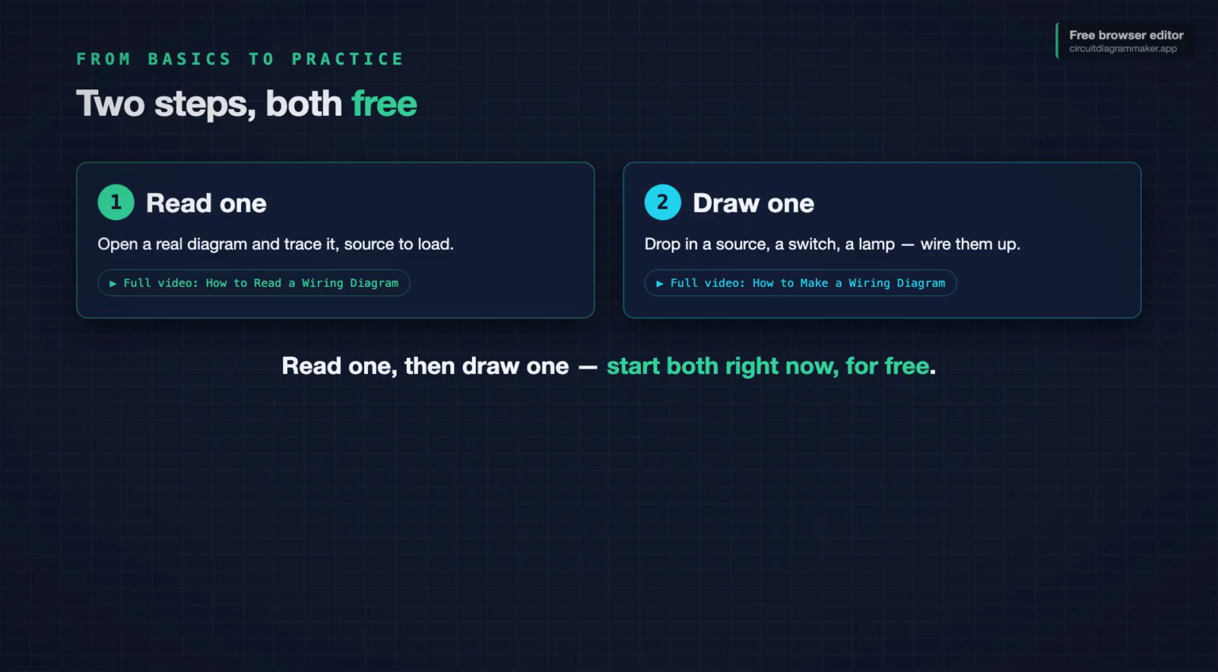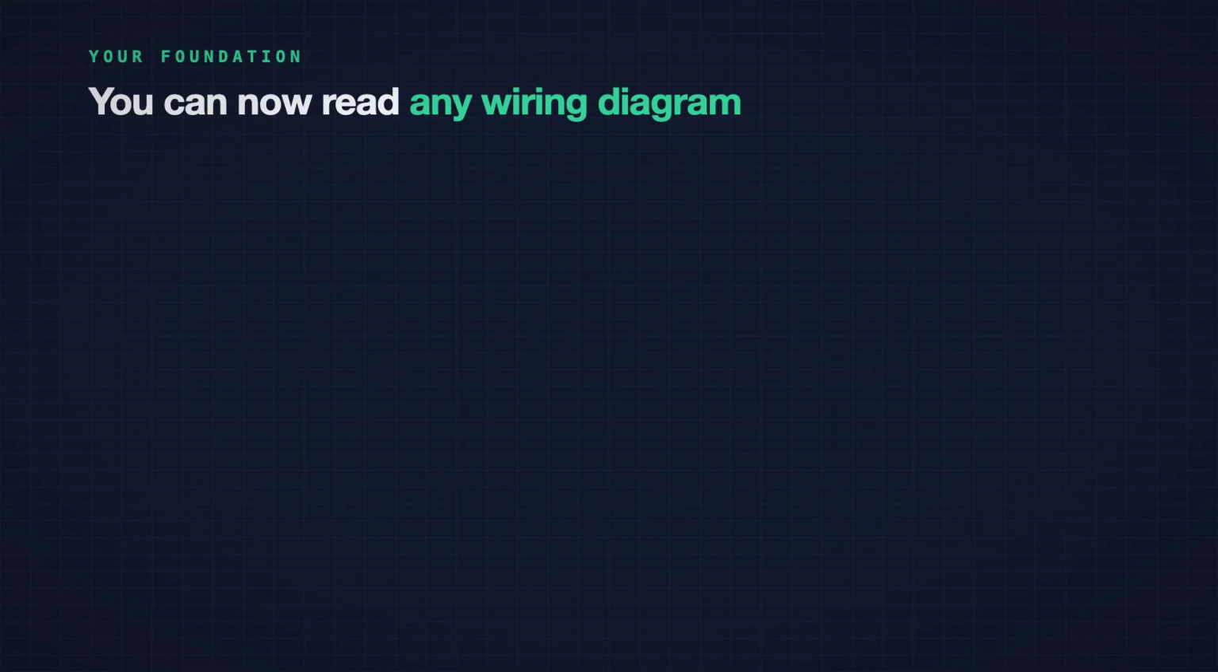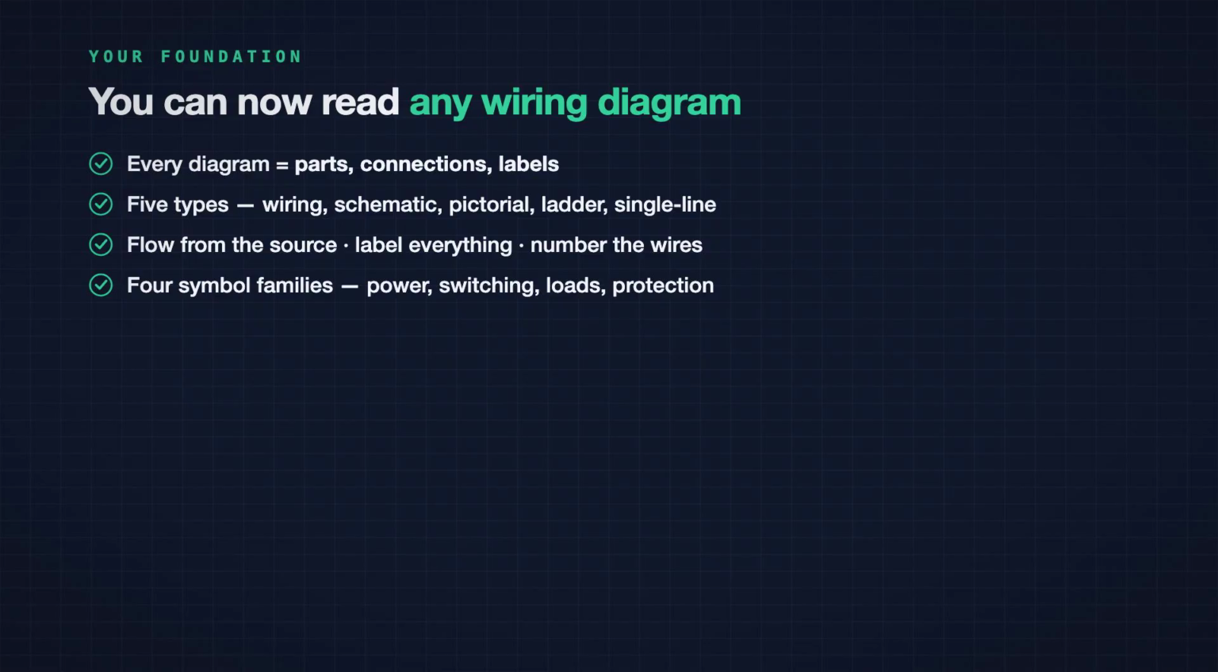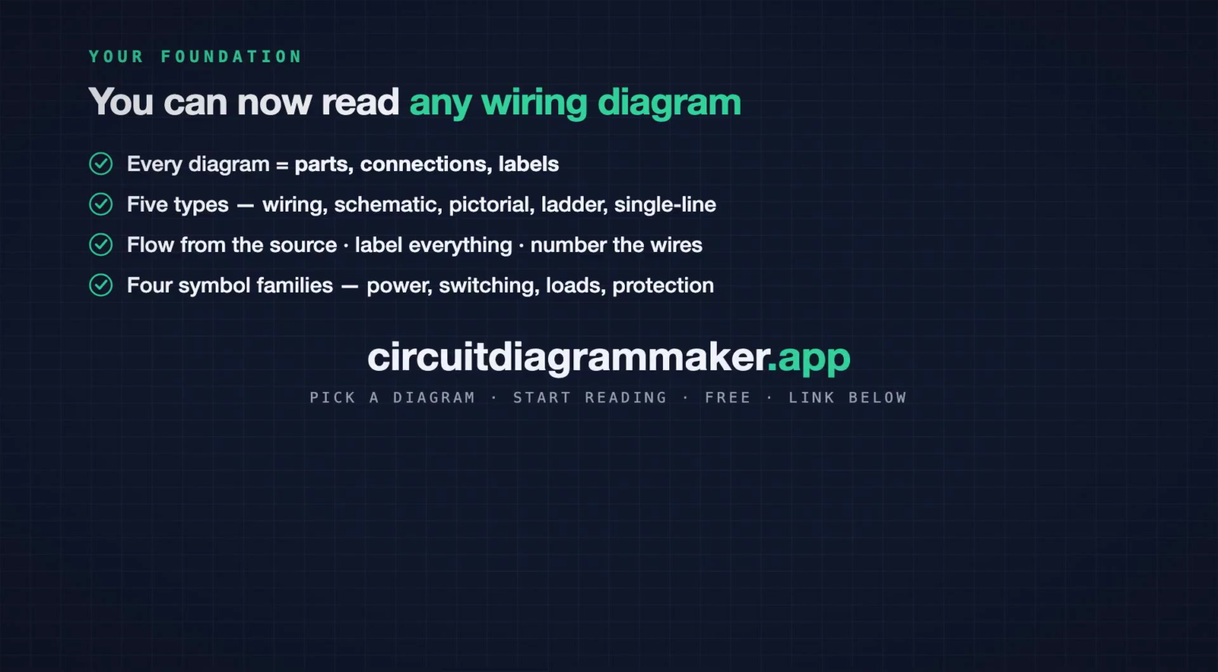So here is everything you just picked up. Every wiring diagram is parts, connections, and labels. There are 5 types: wiring, schematic, pictorial, ladder, and single line, and each answers a different question. Diagrams flow from the source. They label everything, and they number their wires. And every symbol drops into one of 4 families: power, switching, loads, and protection. That is the foundation. It does not get harder from here. It just gets more familiar, one diagram at a time.